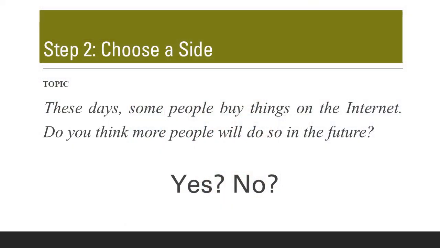Take a look at the next step. Step 2. Step 2, it just says choose a side. Okay. These days, some people buy things on the internet. Do you think more people will do so in the future? Choose one side. Yes, I think so. No, I don't think so.